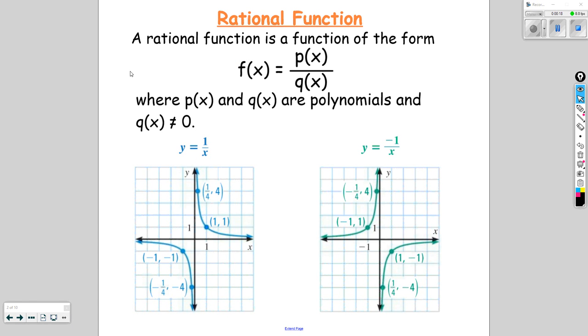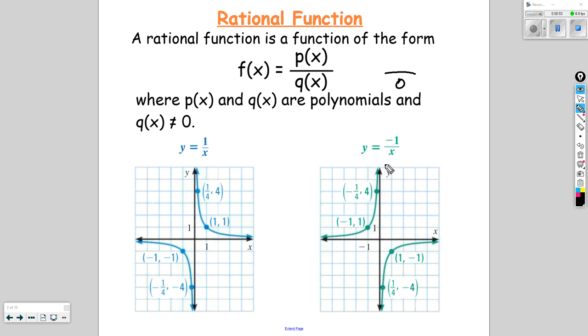First, a rational function is a function of the form f of x equals p of x over q of x, so one function over another function, where p of x and q of x are polynomials and q of x cannot equal 0. Obviously it can't equal 0 because then our denominator would be 0 and we wouldn't have anything to graph. Right? On the left side we have y equals 1 over x, and on the right side we have y equals negative 1 over x. We start with these. These are the simplest functions of this type.